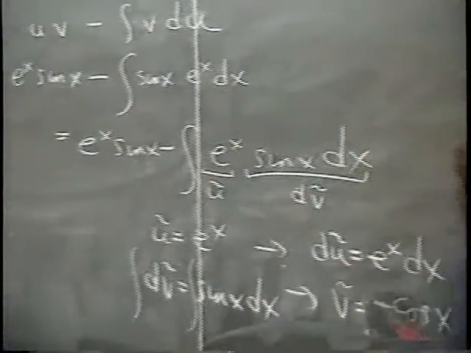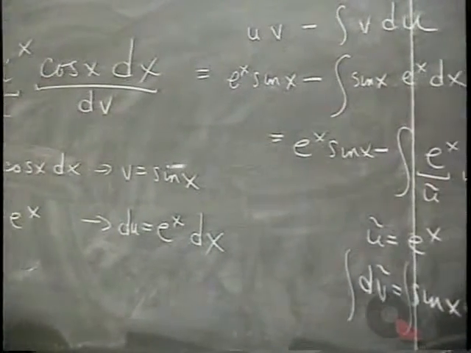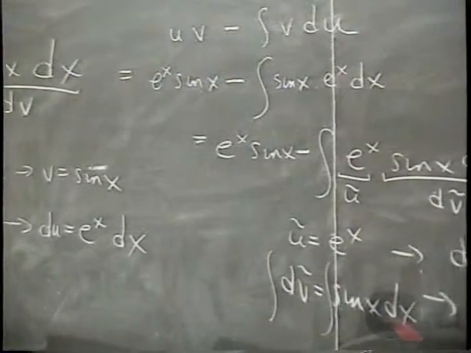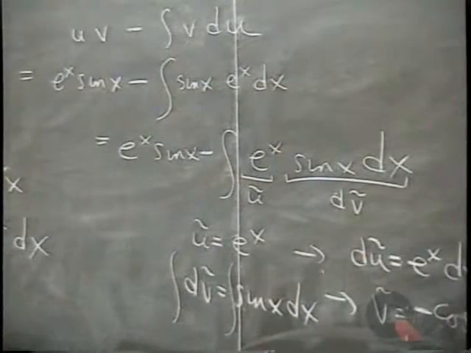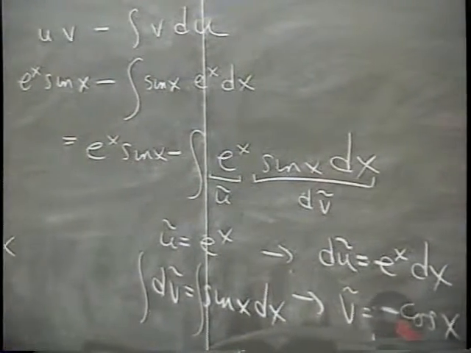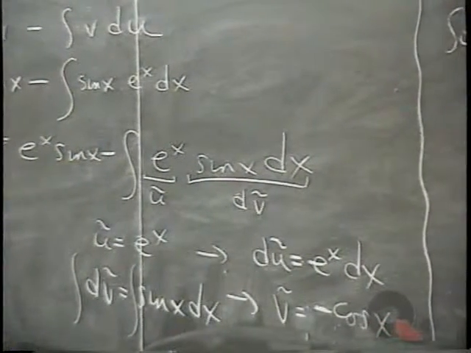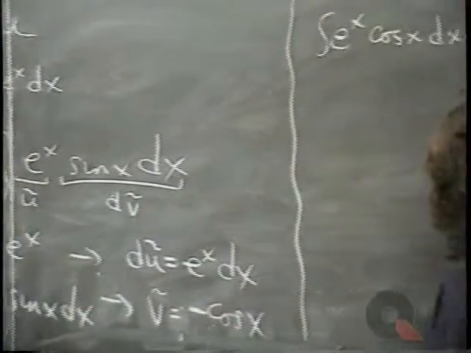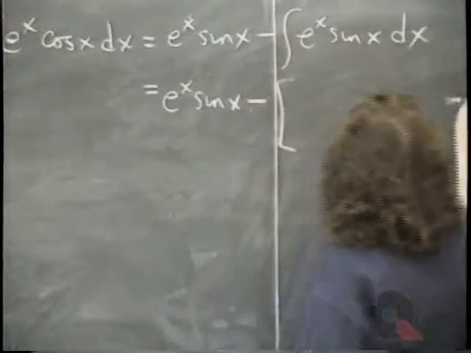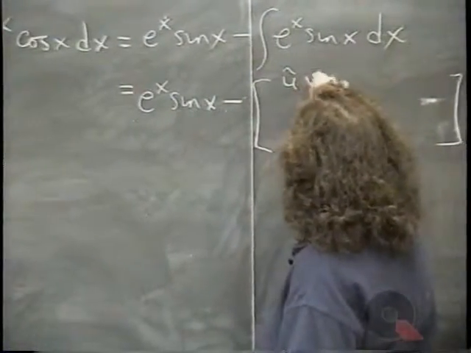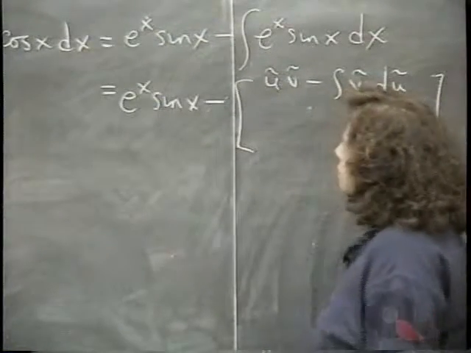The original problem was the integral of e to the x cos x dx, which we rewrote by integration by parts as e to the x sine x minus the integral of e to the x sine x dx. And now we're going to put in here the new u times the new v minus the integral of the new v du.